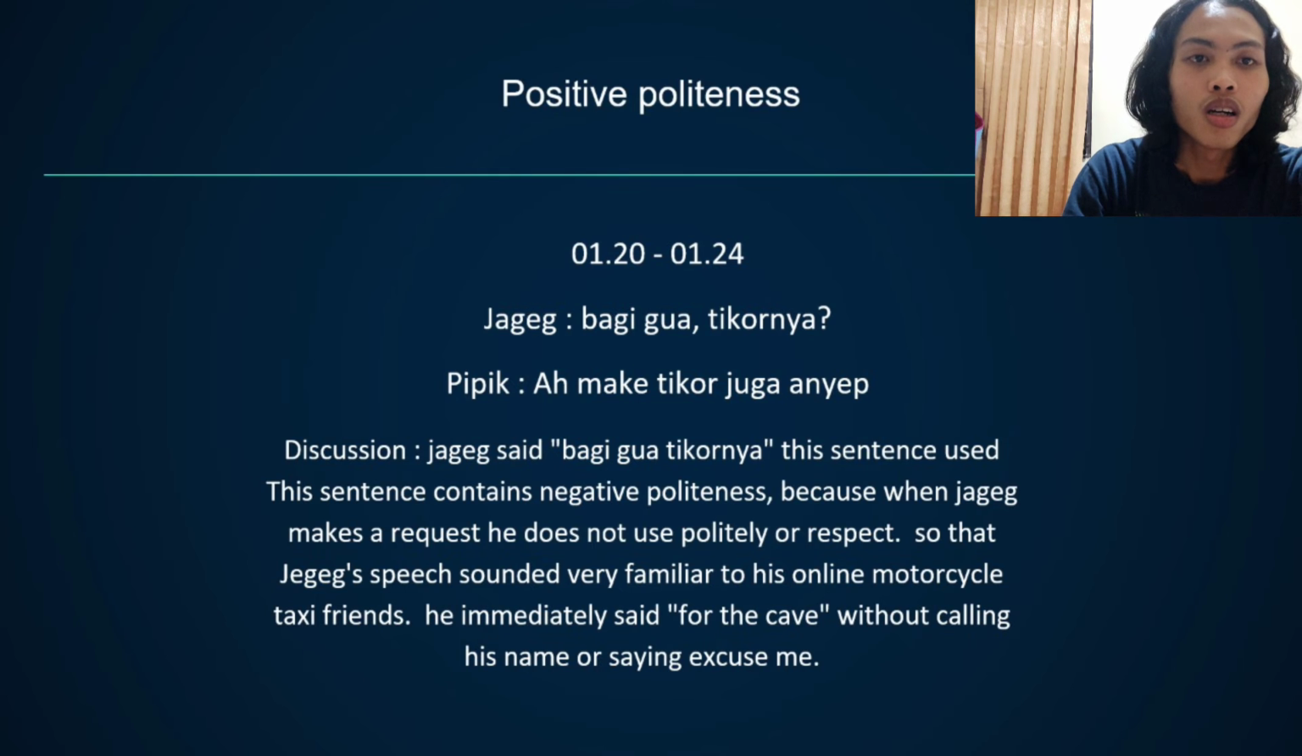Discussion. Jagek said, "Bagi gue tikornya." The sentence contains negative politeness because when Jagek makes a request, he does not use politeness or respect. So Jagek's speech sounded very familiar to his online motorcycle taxi friends. He immediately said "bagi gua" without calling his name or saying excuse me.